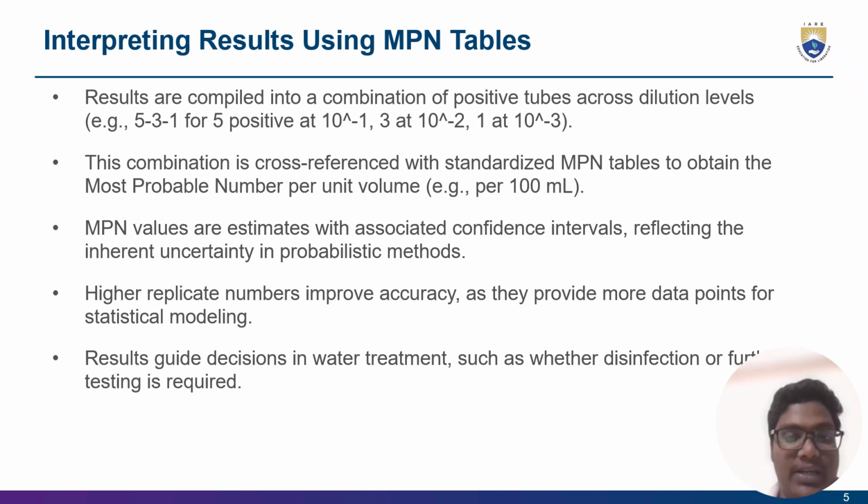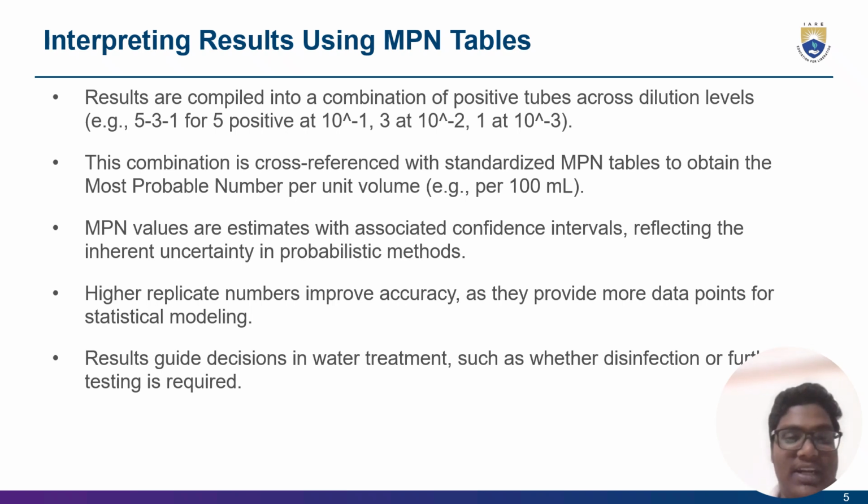Results are compiled into a combination of positive tubes across dilution levels. Example, 5 3 1 for 5 positive at 10^0, 3 at 10^-1, and 1 at 10^-2. This combination is cross-referenced with standardized MPN tables to obtain the most probable number per unit volume.